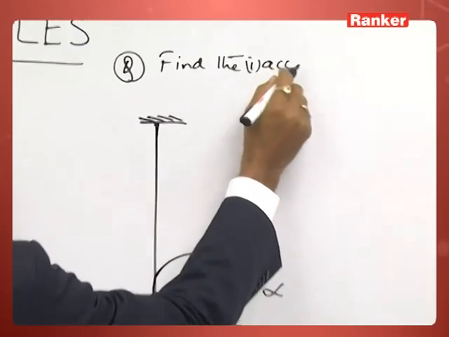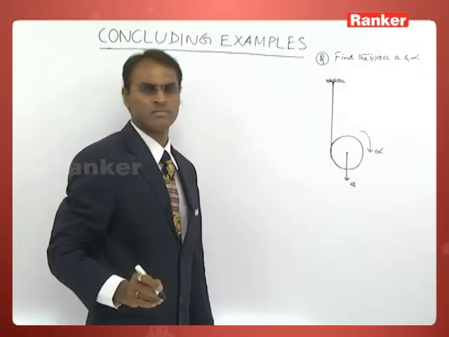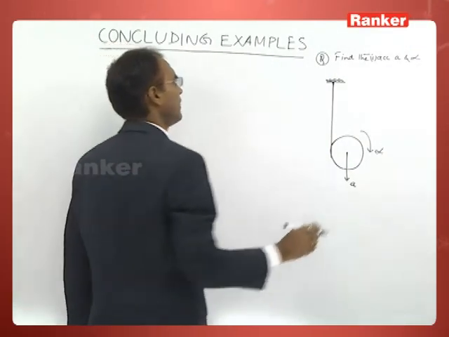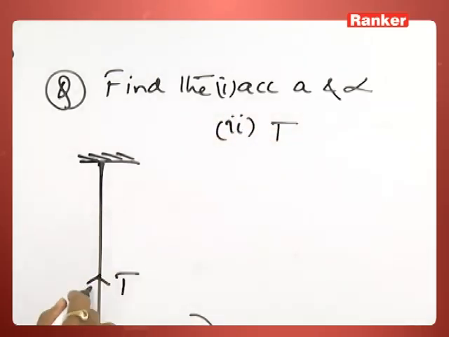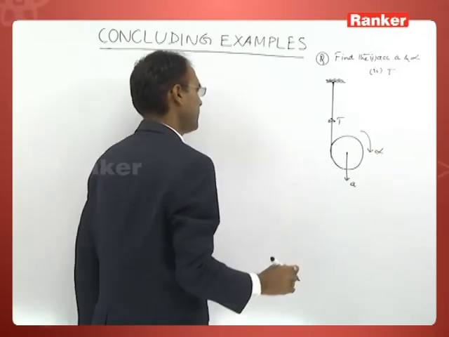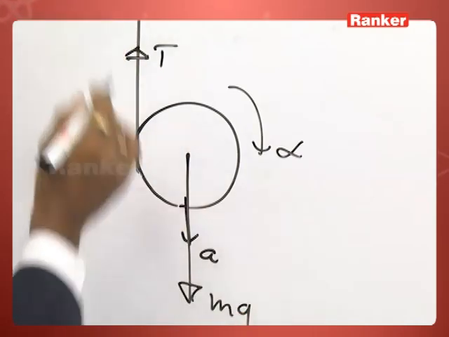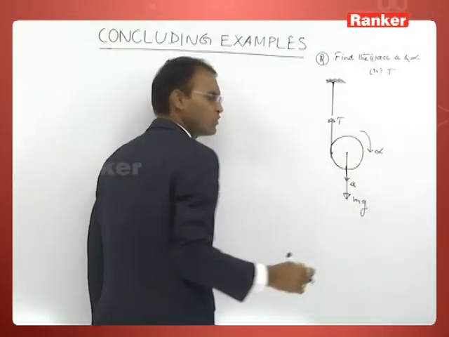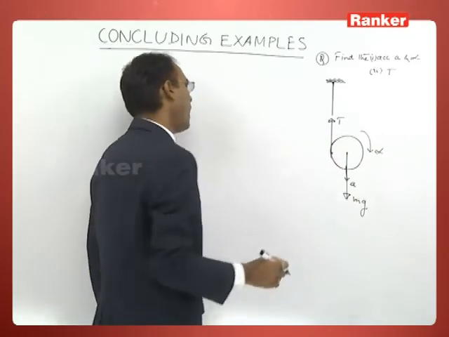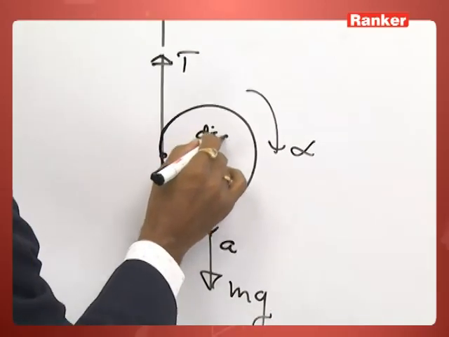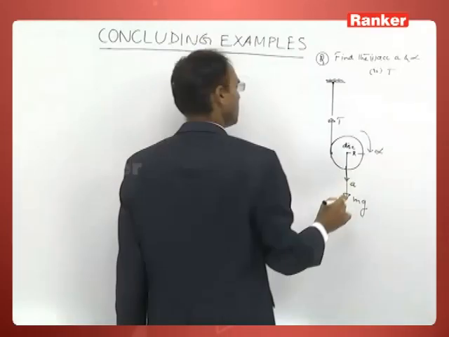Find the acceleration A and alpha, and the tension in the string. Let the tension in the string be T, and the gravity is mg. Under the action of these two forces, the cotton reel, or you can call it a disc of mass m and radius r, is moving.